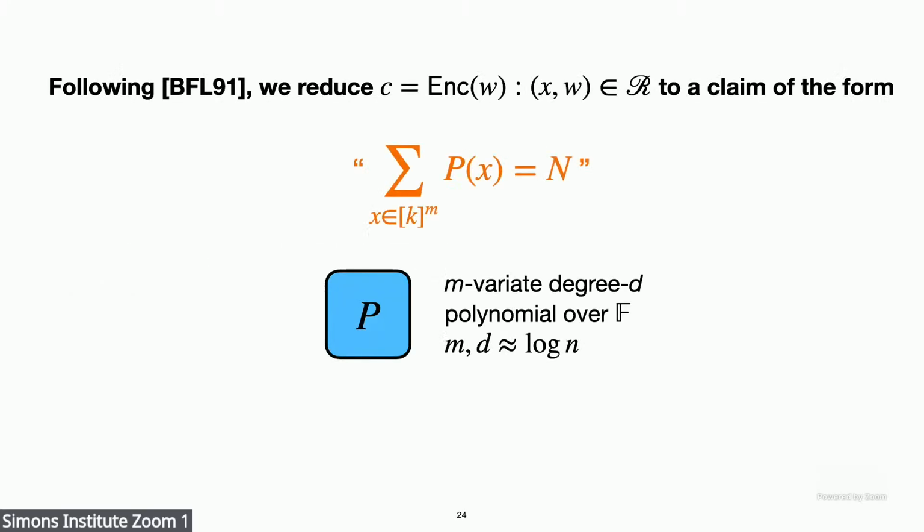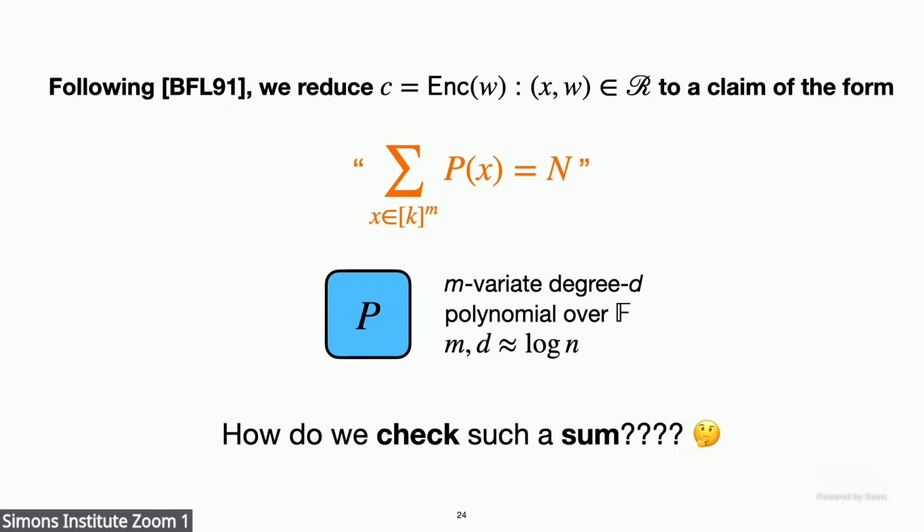So following the classical template of BFL, basically you can reduce testing this property, that C is an encoding of a valid witness, to a claim of this form. We have oracle access to some polynomial P, which is actually composed of some other stuff. But basically, think about it as just oracle access to a polynomial P, and I want to check that the sum of P(x), where x goes over K^m, is equal to some value n. It's kind of standard how you do this, so I don't want to explain it. But basically, we are reducing to this problem.